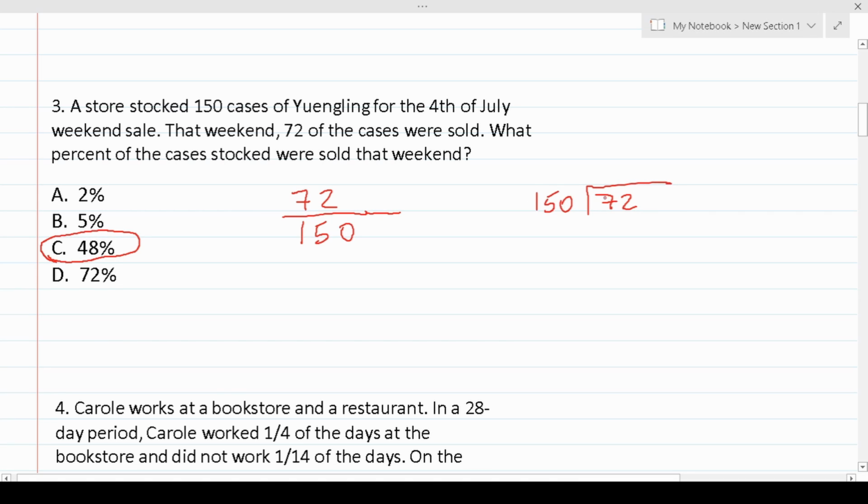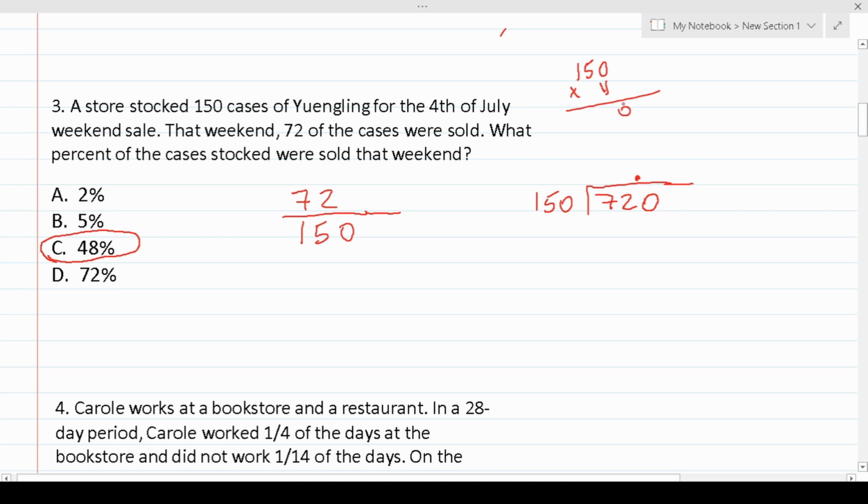150. Now we're asking ourselves, how many times does 150 go into 72? It doesn't, so we have to add a 0. And when we add that 0, we have to bring up a decimal. How many times does 150 go into 720? Well, we know it's going to be 4 times. So it's going to be 150 times 4.